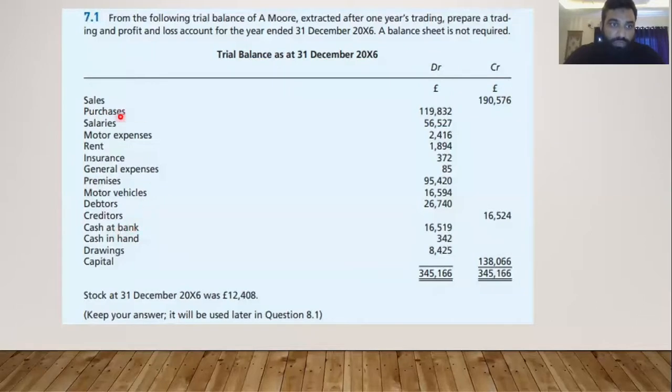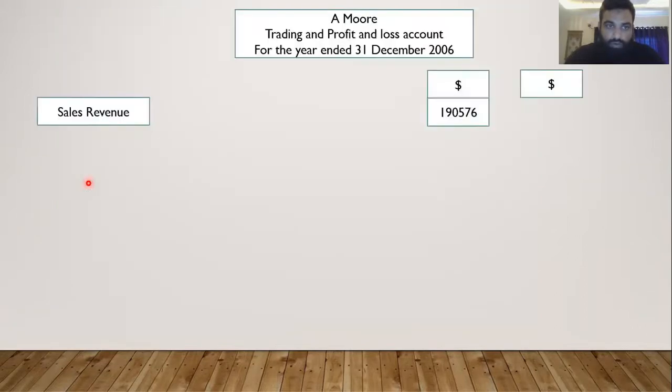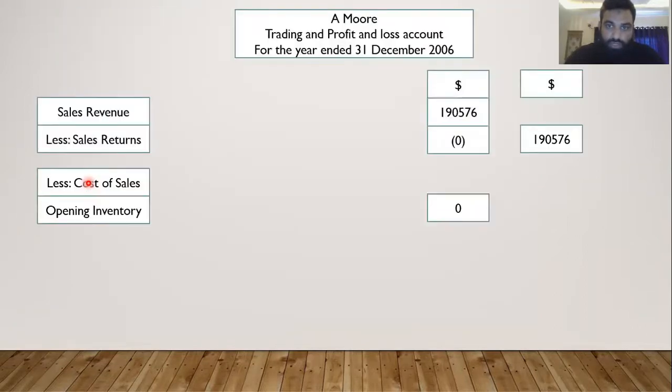Opening inventory has to be here, and the words that they use would be either inventory at the start or stock. Since I don't have opening inventory, I will just put 0 here. Again, you don't have to write and put a 0. It's just for your understanding that I'm doing it.